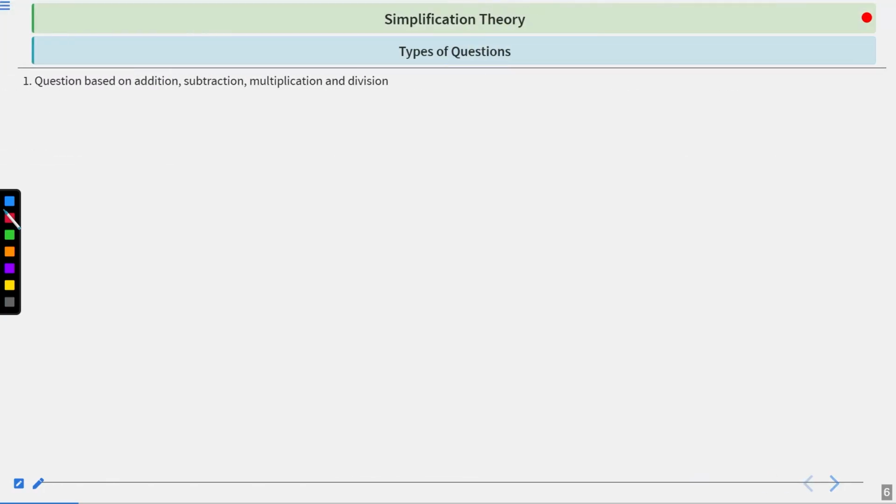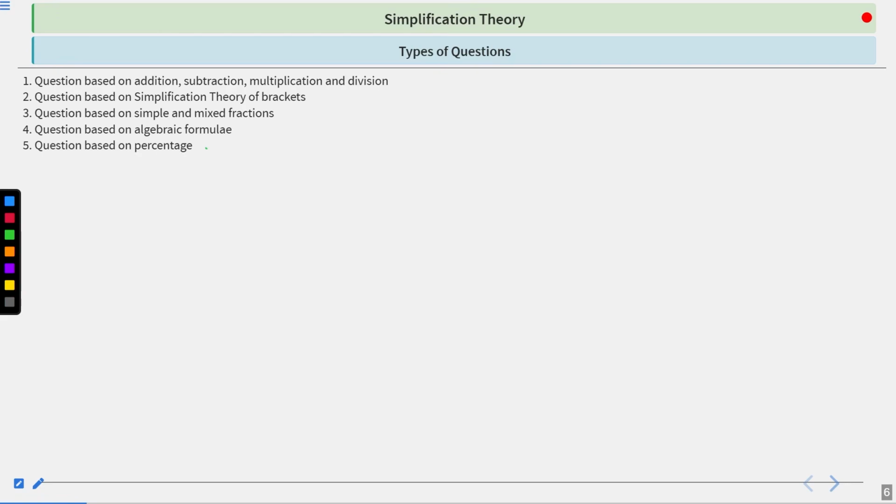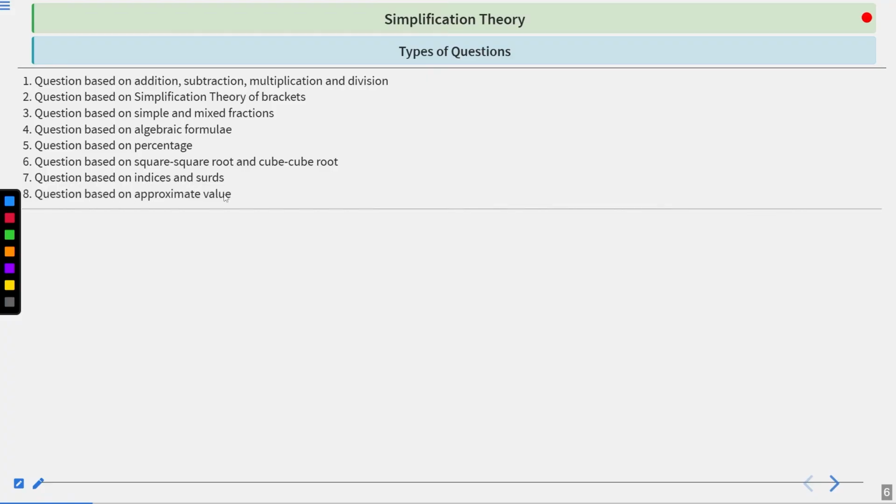Questions based on simplification are basically of these types: questions based on addition, subtraction, multiplication and division; questions based on the theory of brackets, known as BODMAS; questions based on simple and mixed fractions; questions based on algebraic formulas; questions based on percentages; questions based on square and square roots, cube and cube roots; questions based on indices and surds; and questions based on approximation values. These types of questions are asked in the simplification chapter.